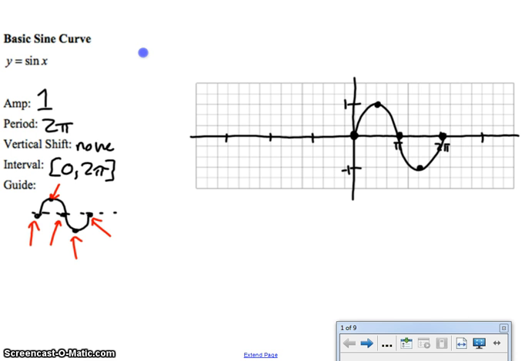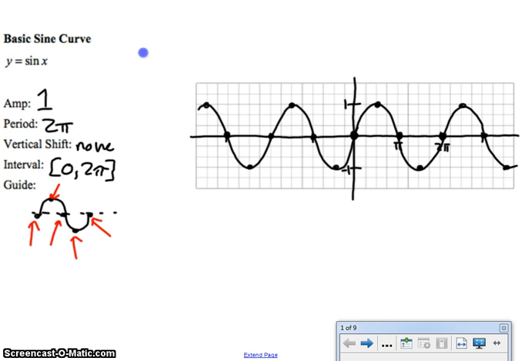So once you get one cycle, that same pattern is just going to repeat, and you're going to do that for the entire length of your graph, or your grid, however long your grid paper is. All right, so then I will continue to draw the curve here. So really, all you have to do is get those 5 points.